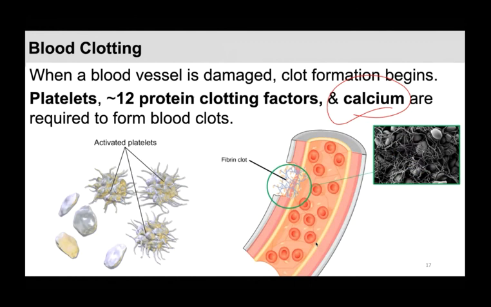When blood vessels are damaged, that's the stimulus for blood clot formation. And in order for a clot to form, you need platelets, you need roughly 12 different proteins that are clotting factors, and calcium ions. One of the clotting factors that you absolutely have to have is fibrin.